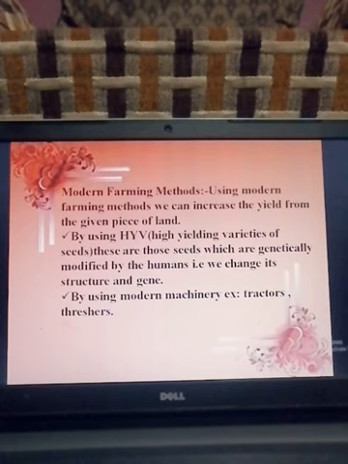This is one way modern farming is used, and the second is using modern machinery like tractors and threshers. In olden days, people used their hands to dig the soil, to sow the seeds, and also for watering. But now modern methods are used. They don't use hands to dig the soil. Instead, they use tractors. While harvesting, they use threshers and winnowing machines. So these are the things where farming methods have changed: by using HYV seeds and by using modern machinery.